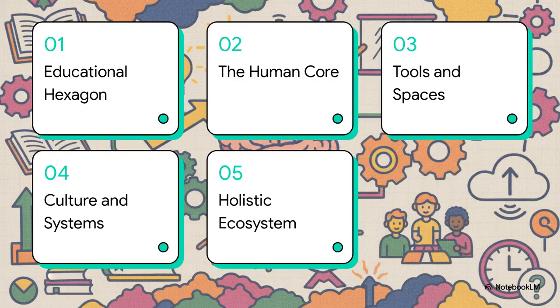Okay, let's dive into this. Here is our roadmap for today. We'll start with the educational hexagon, then look at the human core, move on to tangible tools and spaces, then culture and systems, and finally, wrap it up with the holistic ecosystem. We're essentially zooming out from the intimate human elements to the overarching institutional frameworks.